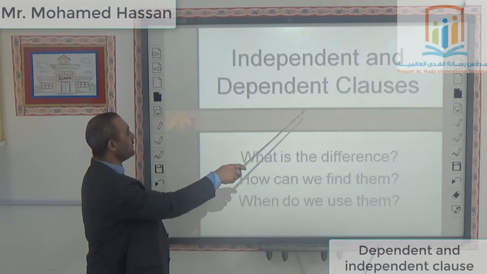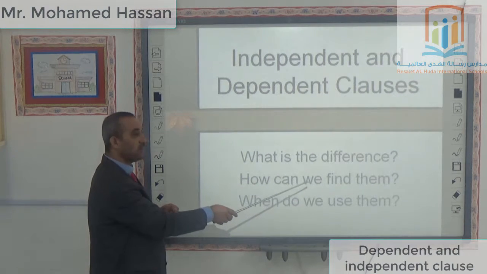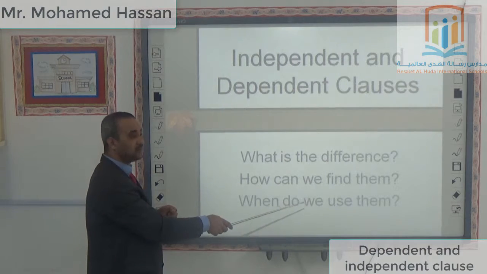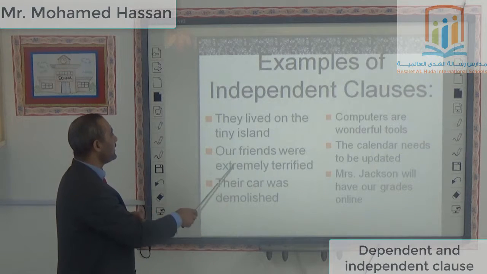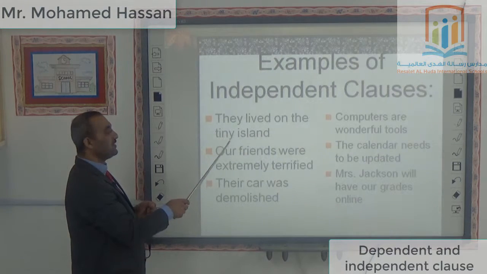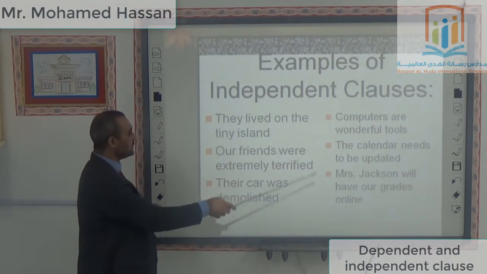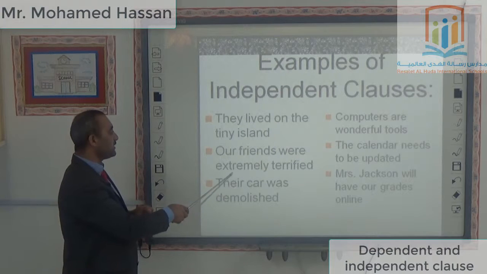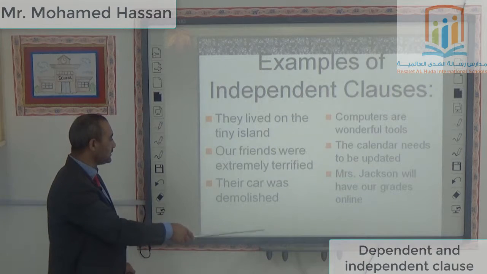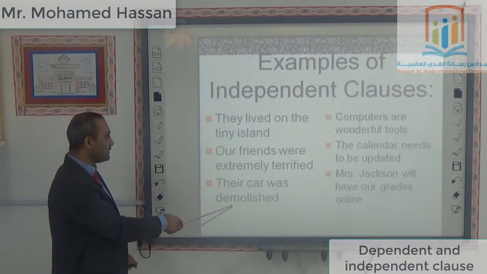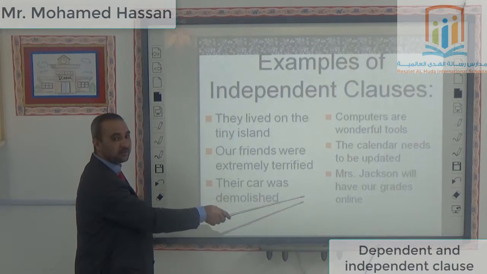Dependent and independent clause. What's the difference? How can we find them? When do we use them? Examples of independent clauses. They lived on the tiny island. Okay? Computers are wonderful tools. Our friends were extremely terrified. The calendar needs to be updated. Their car was demolished. Mrs. Jackson will have our grades online.